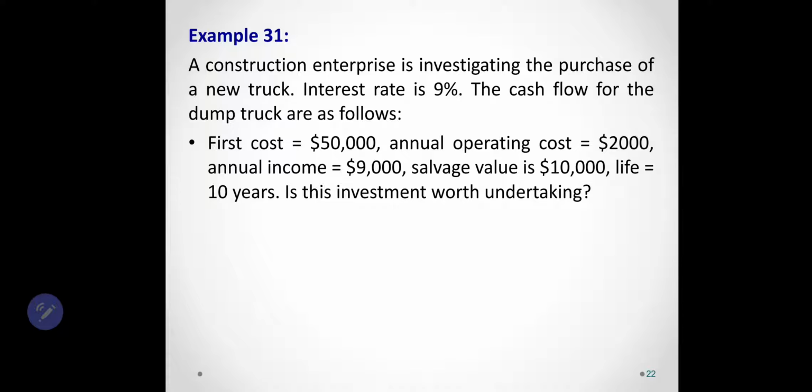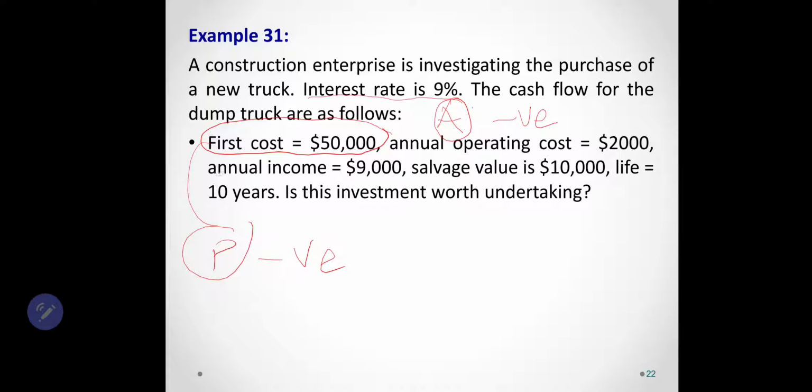It says an enterprise is investigating the purchase of a new truck. You have the interest rate or discount rate, 9%. First cost, what would this be? This would be a P. Annual operating cost, what would that be? It would be an A. And if it's operating, that means it's going out, so it's a negative.